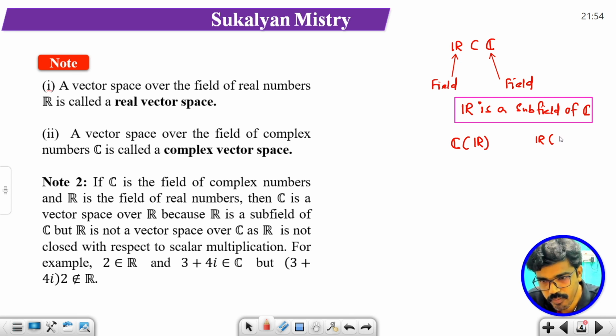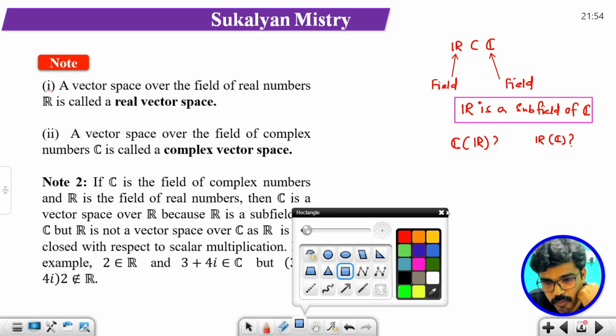Set of real numbers, that is my question. I repeat: complex C, can we say C is a vector space over the field R? Can we say the set of real numbers is a vector space over the field C? Which is correct? That is important.